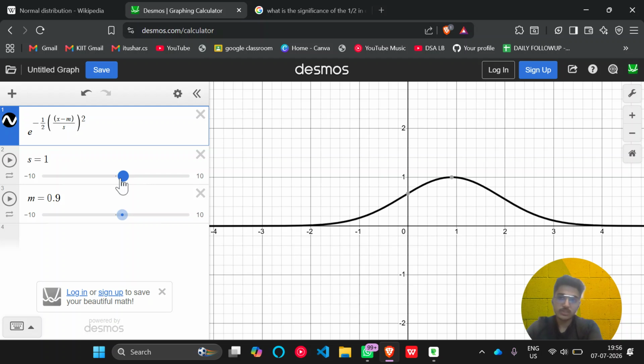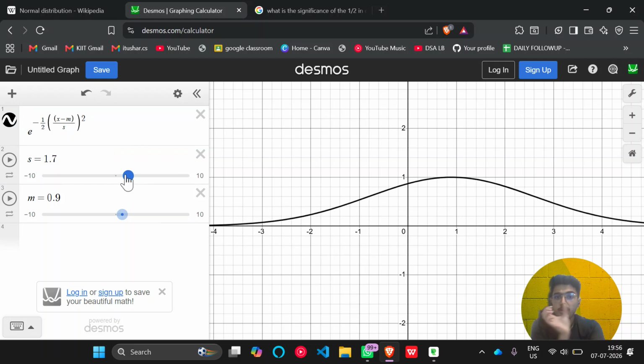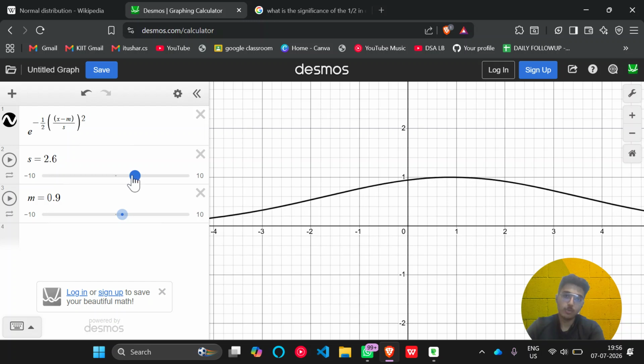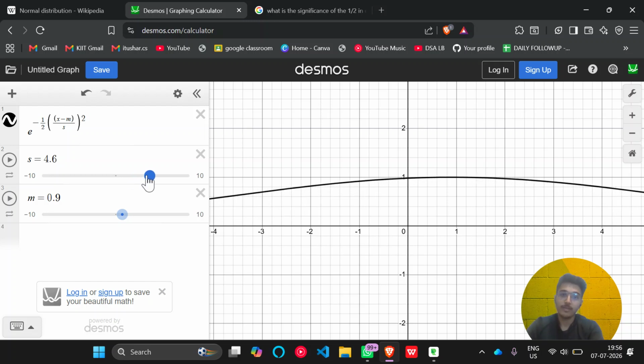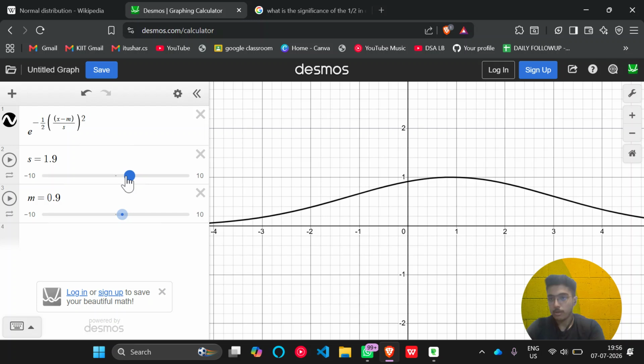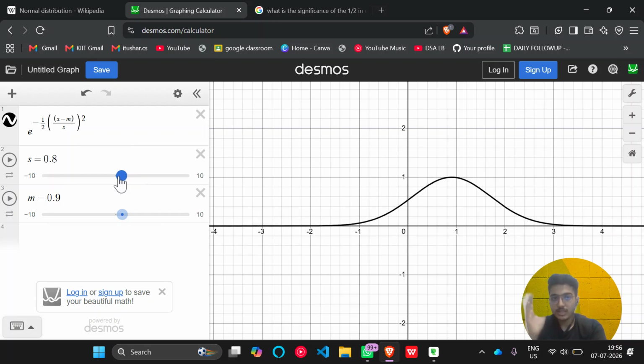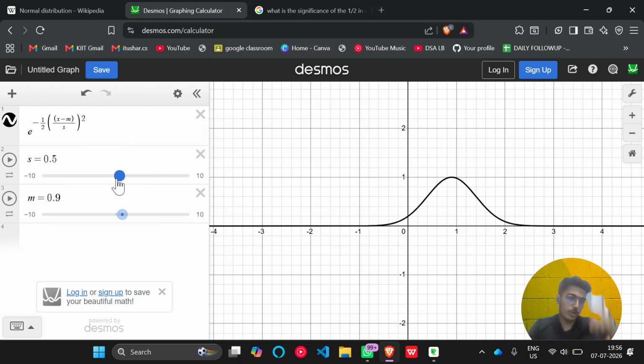And if I change the standard deviation to a different value, if I increase it, for instance, the dispersion or the spread of the graph increases, as you will be able to see, and it becomes more and more flat. And if I decrease it from 1, you will be able to see the graph becomes more and more spiky.